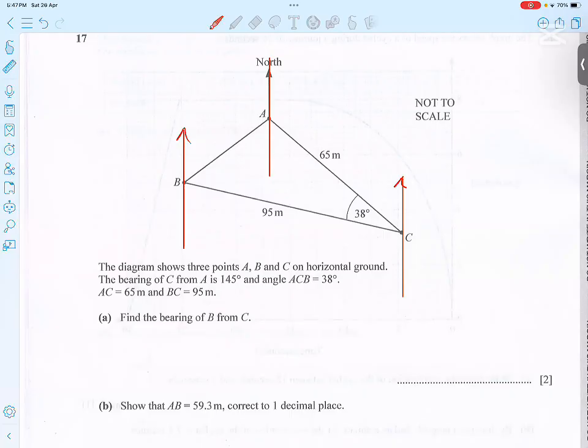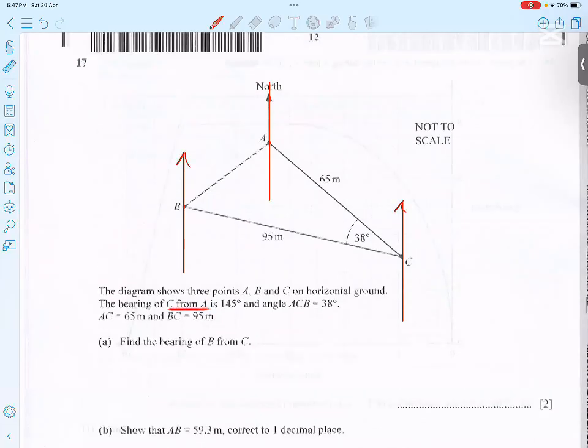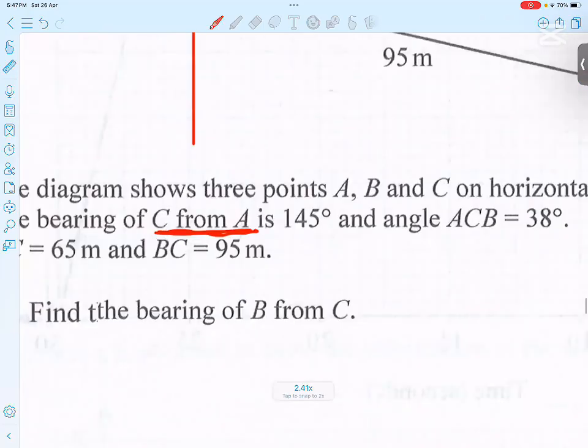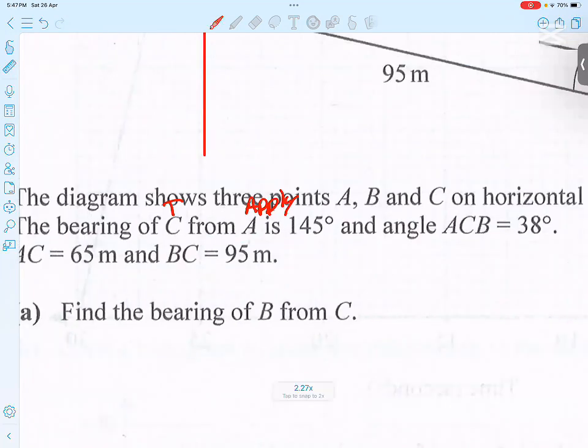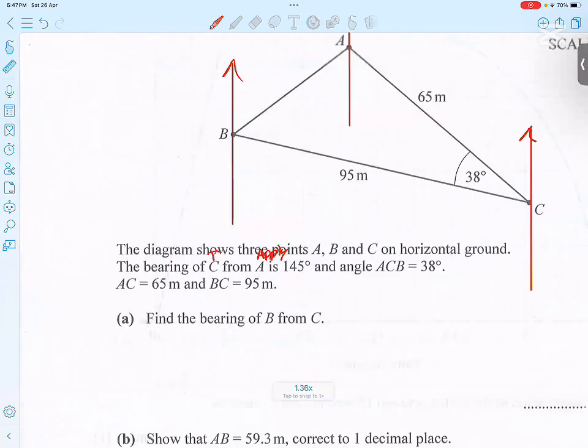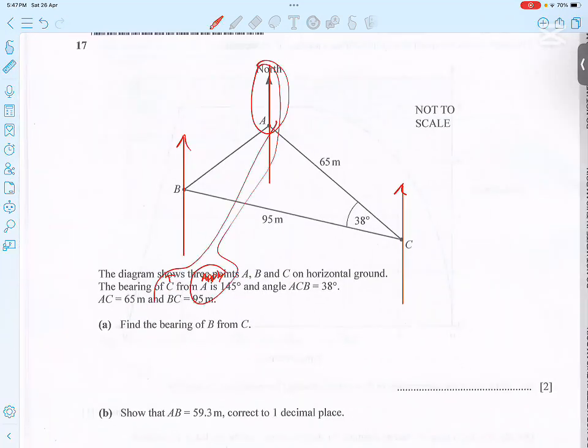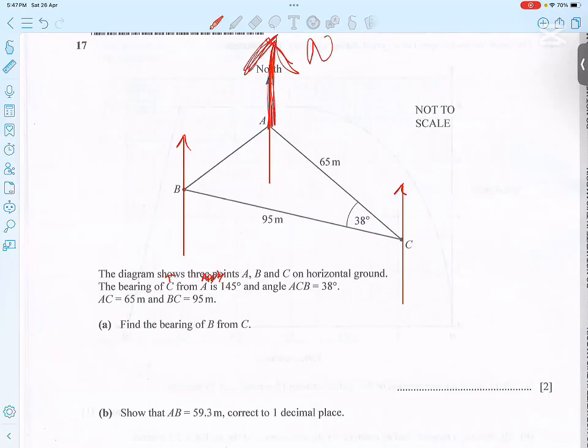It says C from A. From A means apply the rules at A. And the target is C. So apply the rules. What is rule number 1? Face towards north, turn clockwise till target C. So this is facing north. You can see this red color arrow is toward north. And the target is C. So I make a line. This is called the target line. So from this to this is my angle.